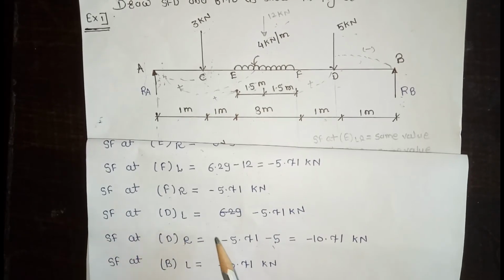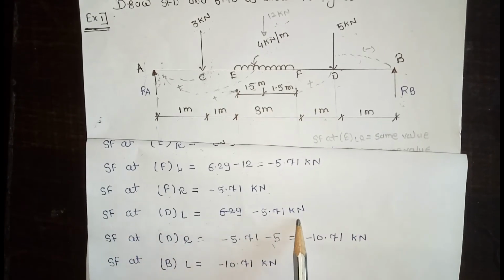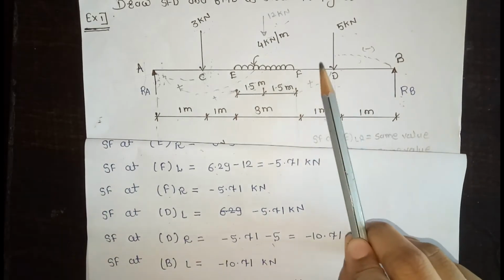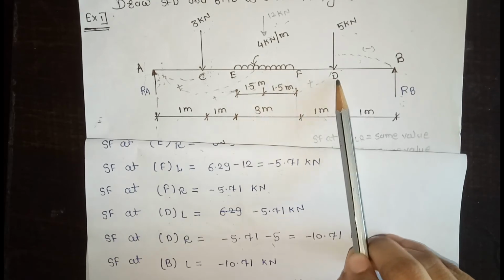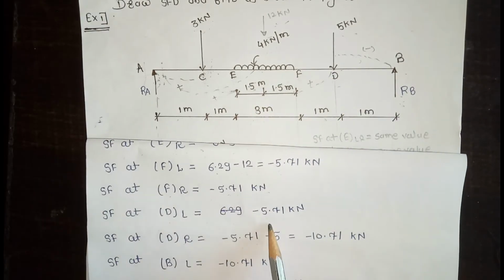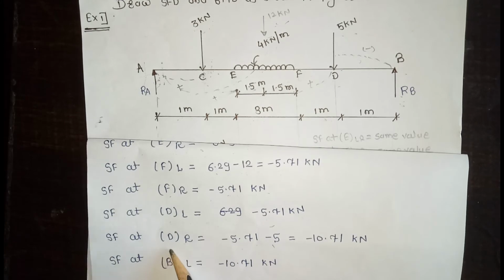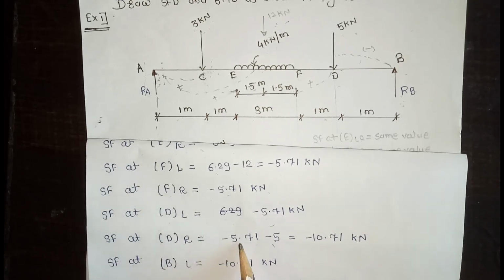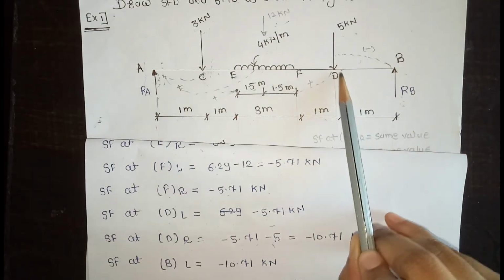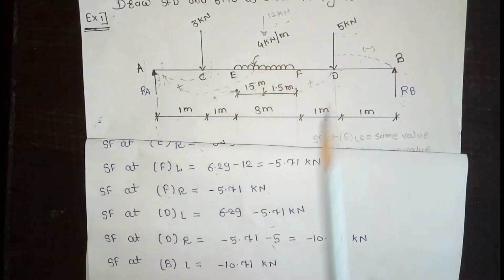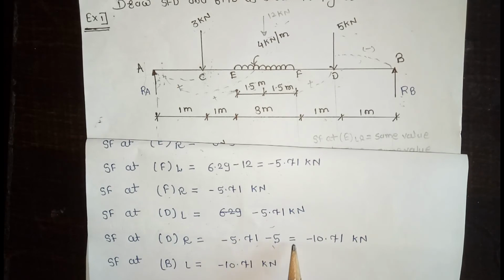SF at D left is equal to minus 5.71 kilonewton. D left means there is no force in between point F and D, therefore as it is the previous value. Then SF at D right is equal to minus 5.71 minus 5, the downward force is minus 5, equal to minus 10.71.